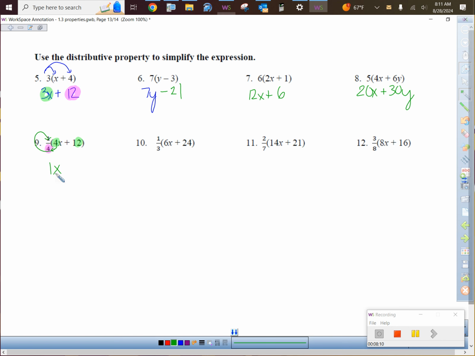You don't need it. Cool? Then this is a positive, this is a positive, so I'm going to put a positive. And then I start the process all over again. How many times does the green number go into the pink number? How many, backwards. How many times does the pink number go into the green number?